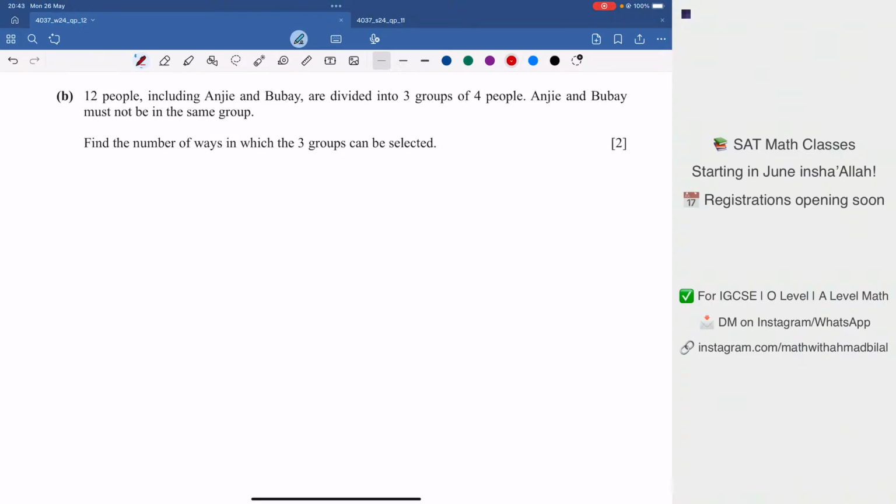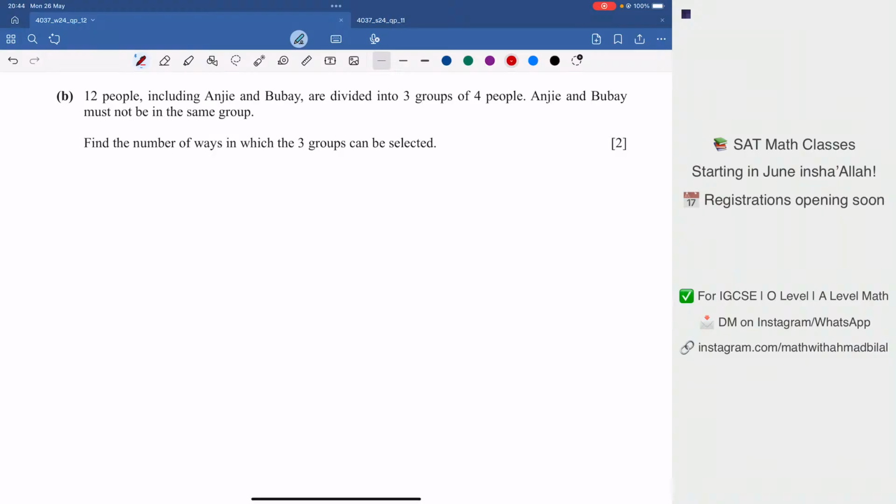Okay, part B. Now you've got 12 people, including these two, Angie and Bube, whatever those names are. They're divided into 3 groups of 4 people. Now those 2 specific people must not be in the same group. Find the number of ways in which the 3 groups can be selected. Okay, so now we're talking about selection, so that means that's combinations, right? The order does not matter. How can we do this?